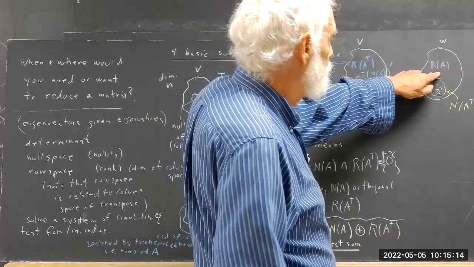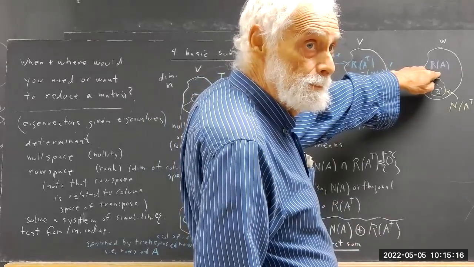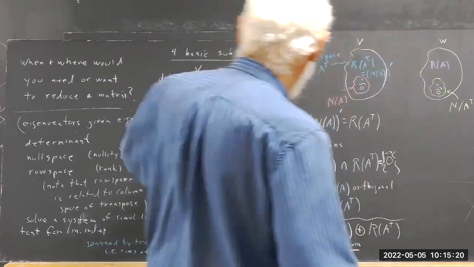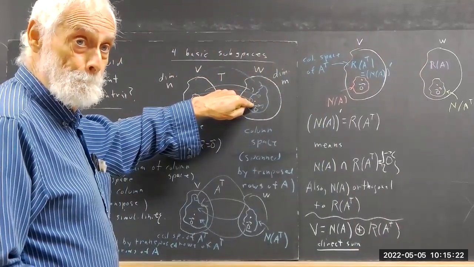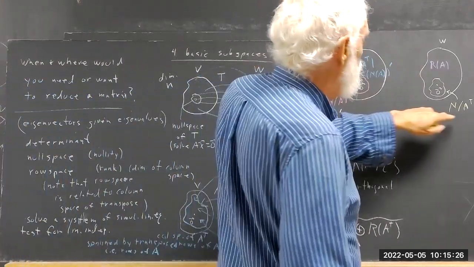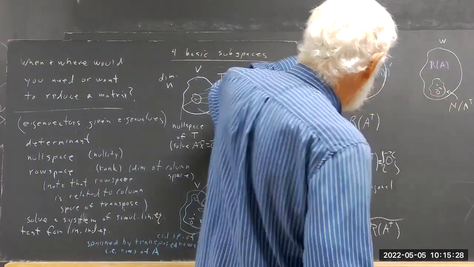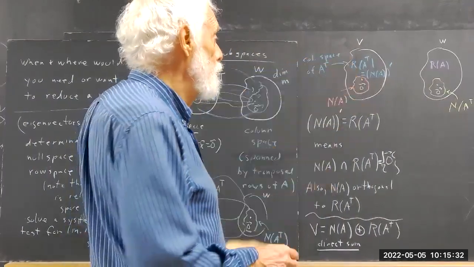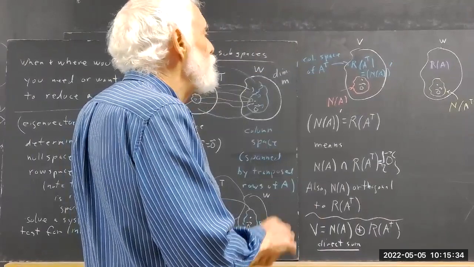The column space of A is just the set of all things that come from A, just like it goes over here, right? Okay. The null space of A transpose all converges into the 0 vector. And we can make similar statements.